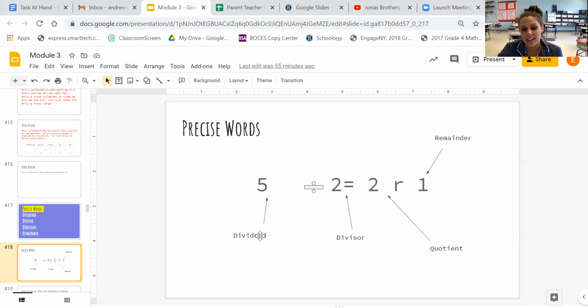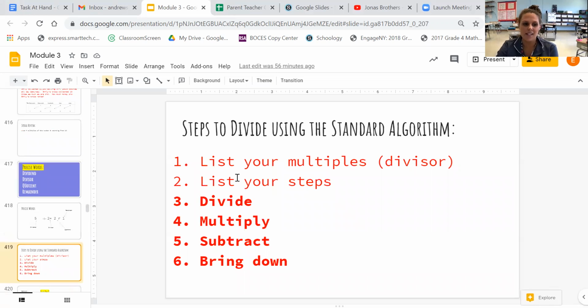The dividend, again, is that number that we start with that we're going to break apart. The divisor is the number we're breaking apart. And last, the answer is called the quotient. If there's anything left over that doesn't fit into a group, it's called the remainder. All right? So if you need to refer back to that, that's slide 418.